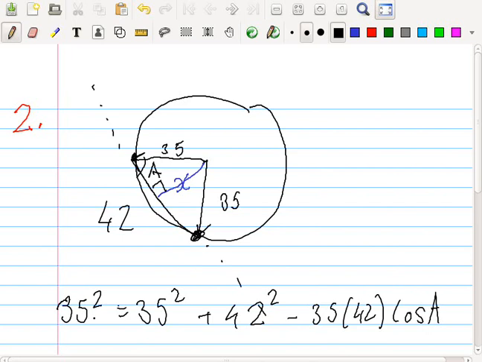Now, the reason I started off like this is because I want to have this angle in my equation.